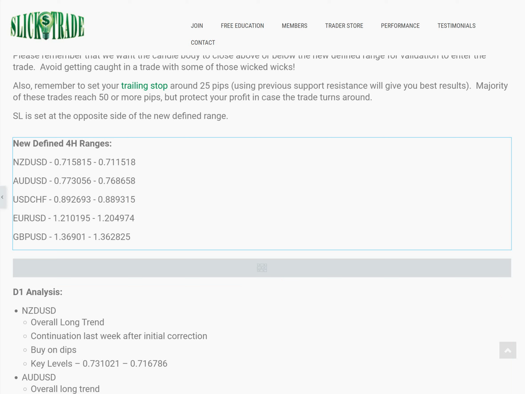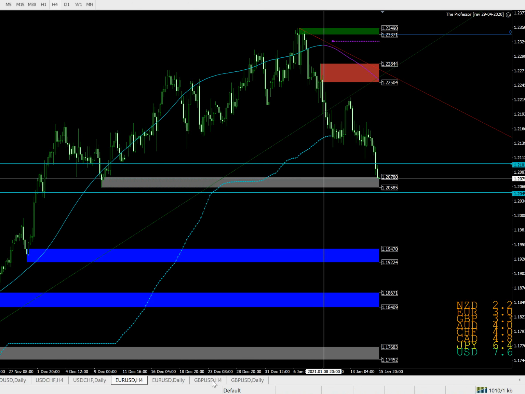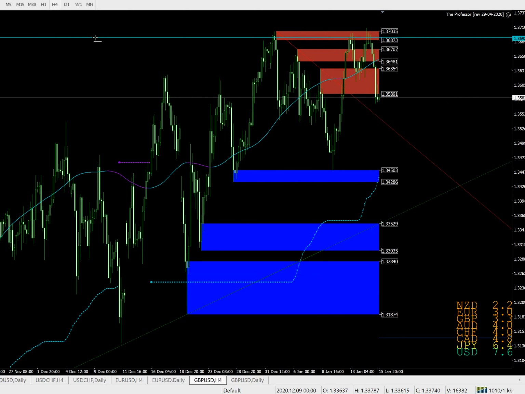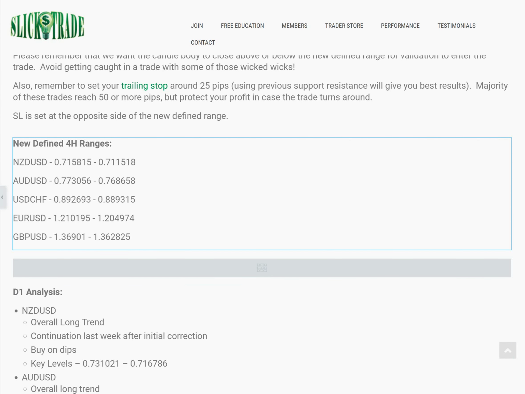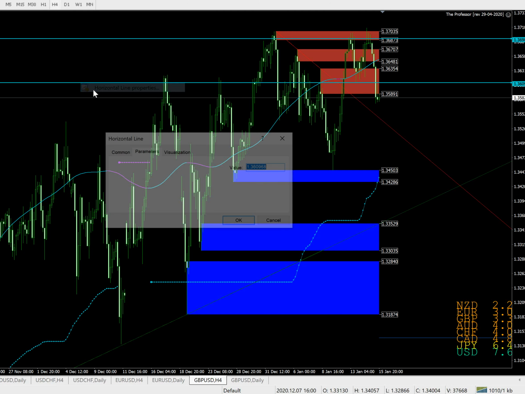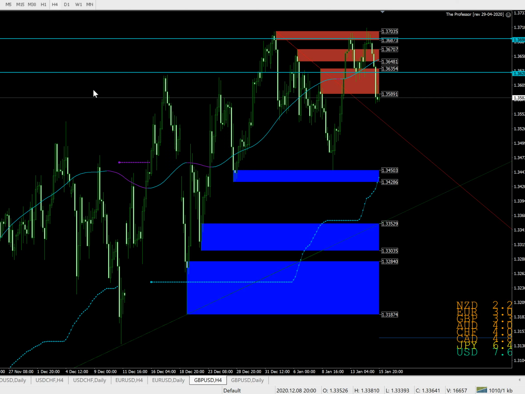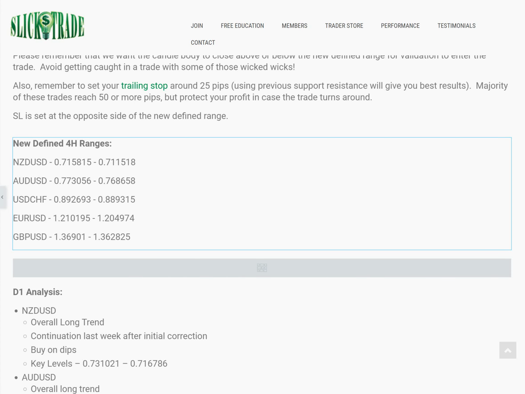Bam. Alrighty. Now we've got GBPUSD. I'm just going through the 4-hour time frames first, then we'll go ahead and hit the dailies. Perfect. Okay. Maybe, maybe not. Oh, wait a minute here. 3691, 362.